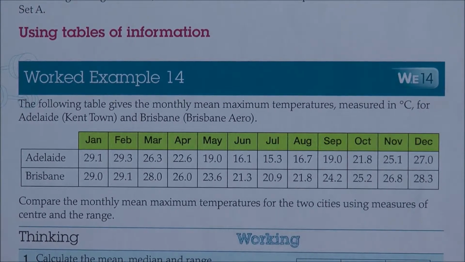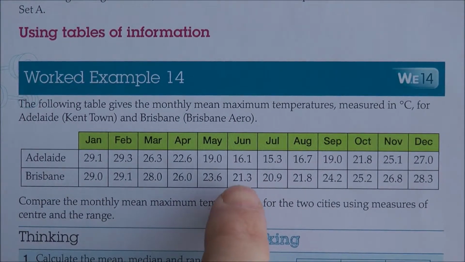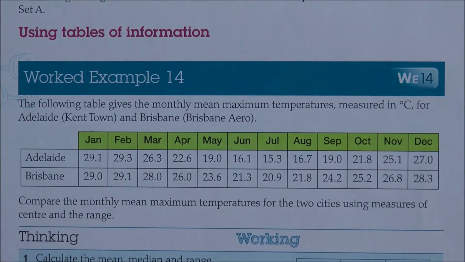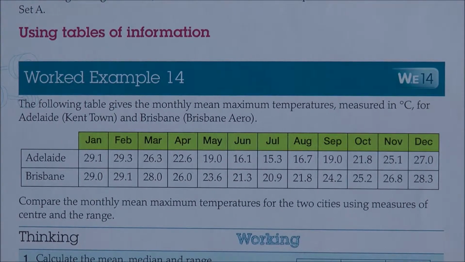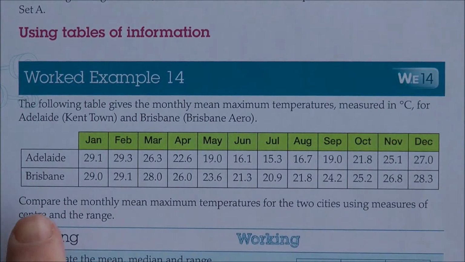Alright, you can see we've got a list of data here, and it doesn't immediately stand out if there's anything obvious around the data. We can see that the mean maximum temperature in January is reasonably similar for Brisbane and Adelaide. It's a little bit different in the middle of the year, but there's no major trends standing out to us, and that's why we need to analyse this data. So here's what we're going to do.